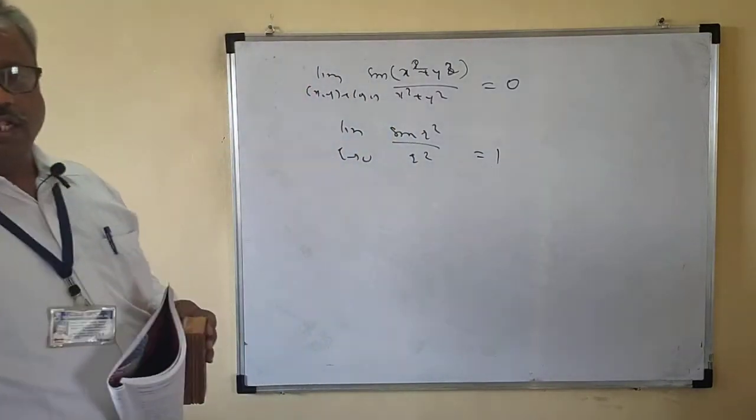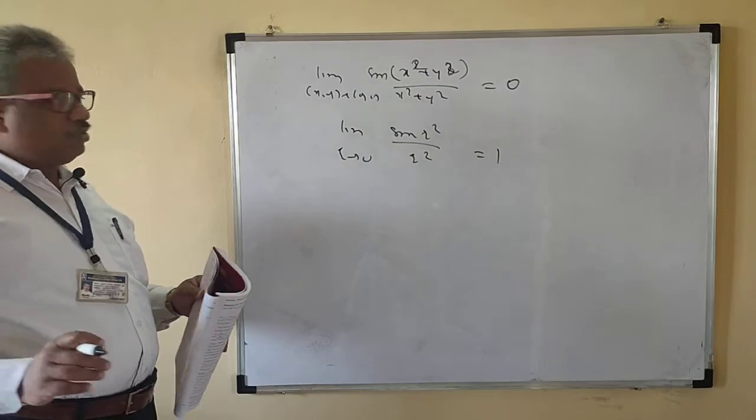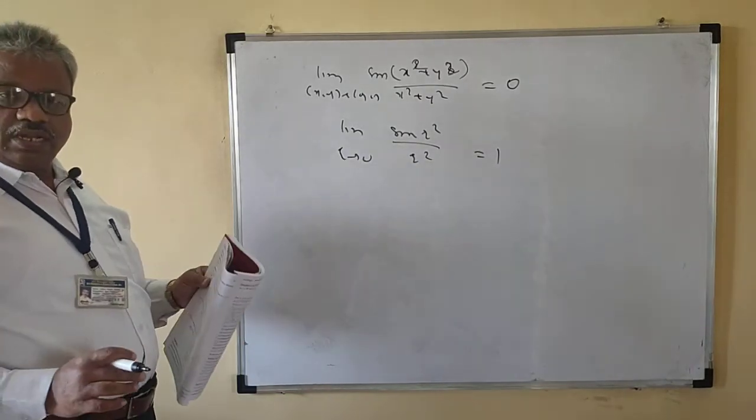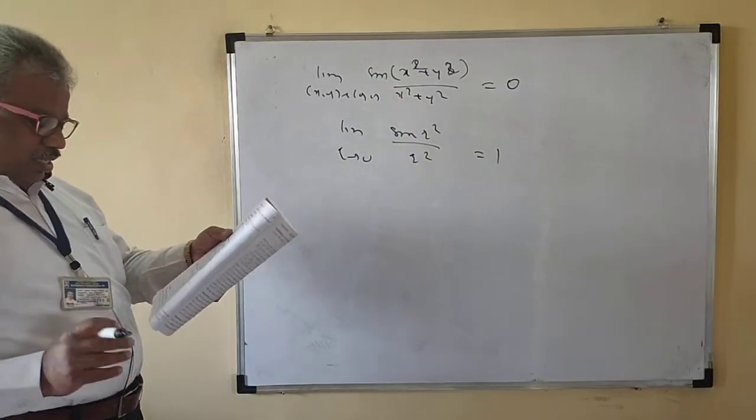We know that limit x tends to 0, sine x upon x. Whatever is at the denominator, if the angle is at the denominator, then this is 1.